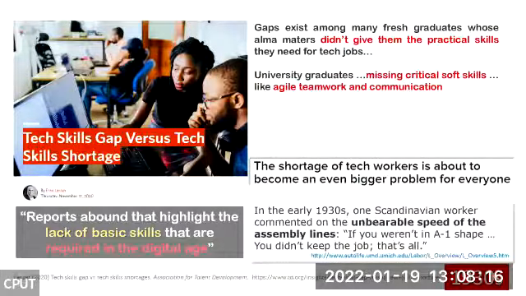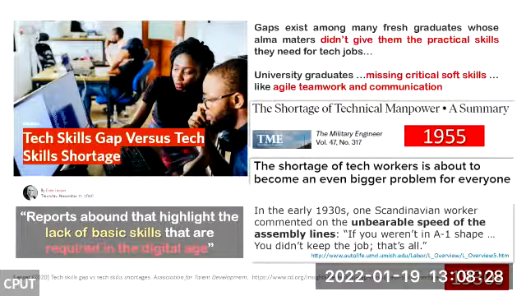The 1930s, Chris, so reminded me of the paper you just did, where workers were talking about how their jobs were threatened because they couldn't compete with the unbearable speed of the assembly line. Then 1955, shortage of technical manpower. I bet my bottom dollar, which I don't have, that if you go back to the first industrial revolution, this is the chorus. We've been singing this forever.